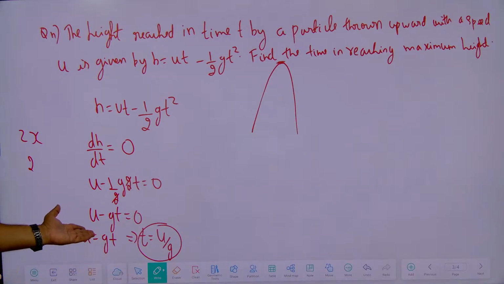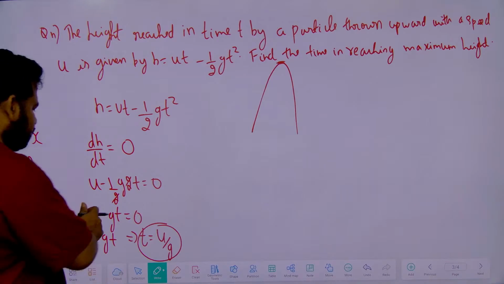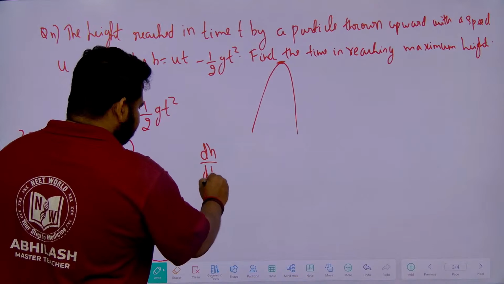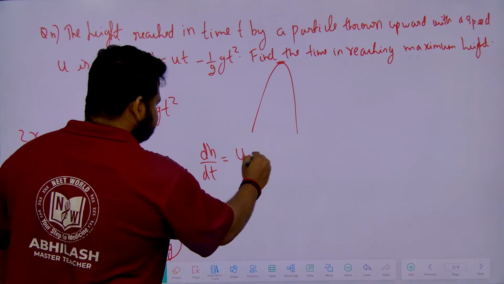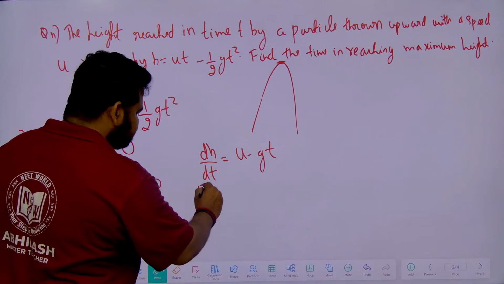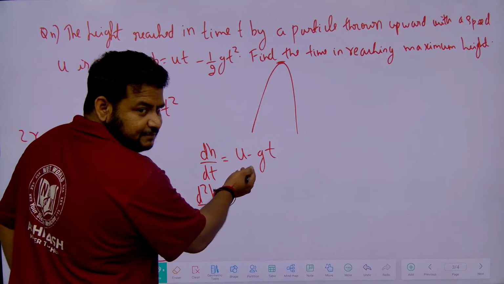Already they have given, but let us check whether it is maximum or not. See, the first order derivative, dh by dt, before equating to 0, I got u minus gt. Now if I differentiate this again, the second differentiation d square h by dt square, the derivative of u is 0 because there is no t term.